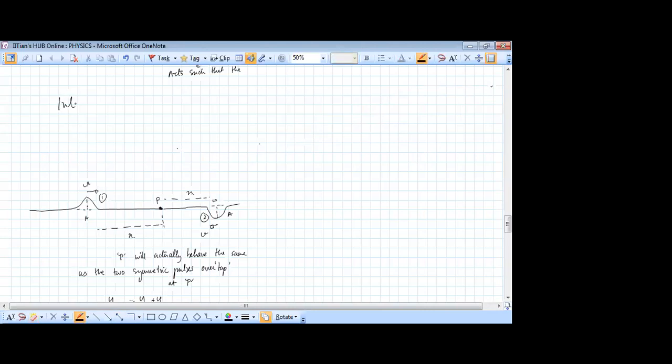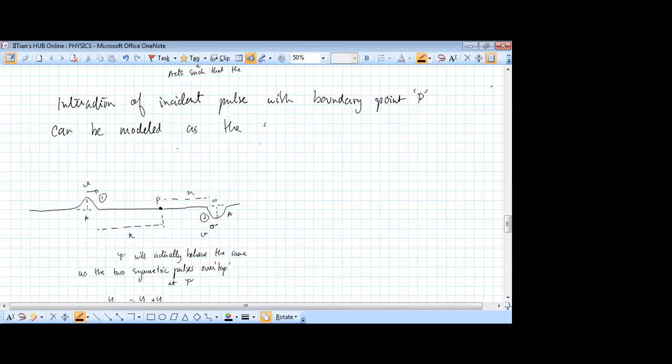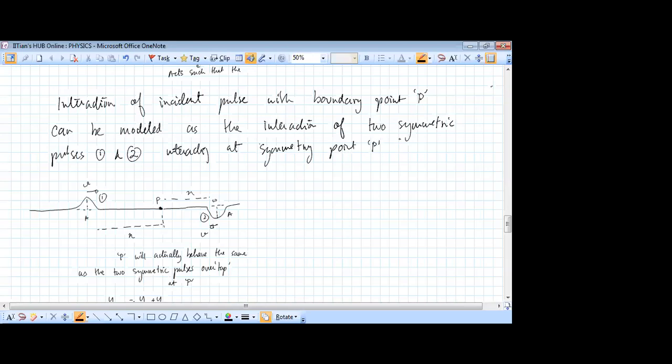So the interaction of the incident pulse with the boundary point P can be modeled as the interaction of two symmetric pulses, below 1 and 2, interacting at the symmetry point below.